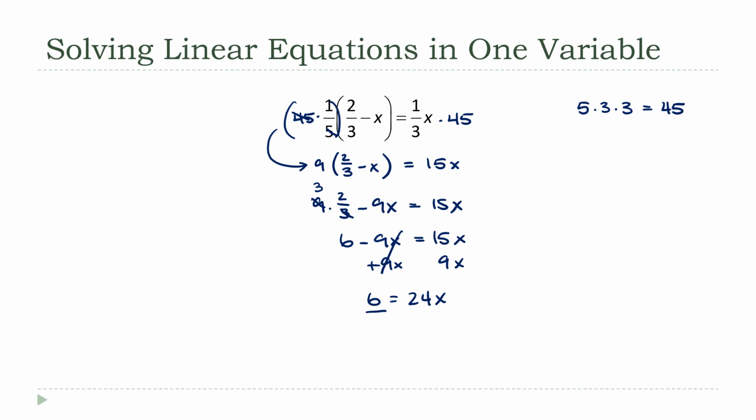Divide both sides by 24. 6 over 24, you can reduce that. That's 1/4 equals x. Now remember, we talked about this previously. Please don't leave your final answer that way. It's not technically wrong, but it's really a weird stylistic choice. Turn it around and put the x first. X equals 1/4. Right? And that will be my final answer.